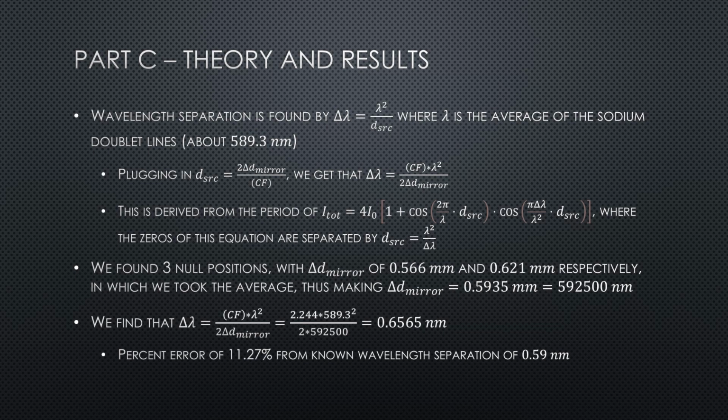We found our 3 null positions with delta D mirror of 0.56 millimeters and 0.621 millimeters. Taking the average gives us delta D mirror of 0.5935 millimeters, which is what we use. We find that delta lambda is 0.6565 nanometers, giving us a percent error of 11.27%.